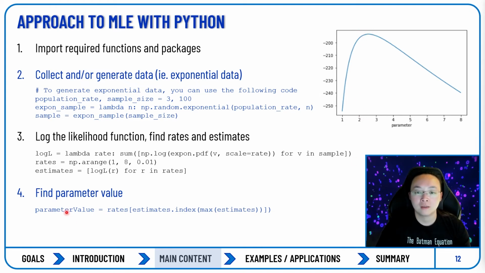Parameter value will give you the exact value, but even based off of the graph, I can tell that it'll be between 2 and 3. So that's about how we can approach MLE with Python using these steps. Just to reiterate, your estimation really starts at number 3 because you can either collect or generate data in step 2.